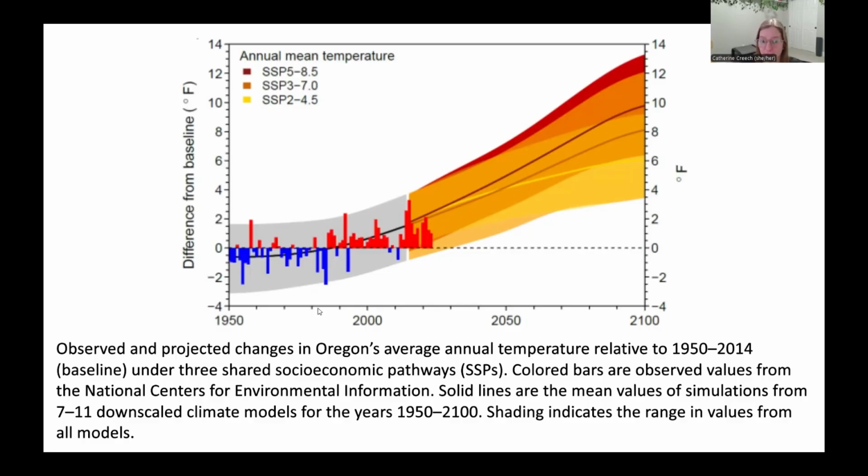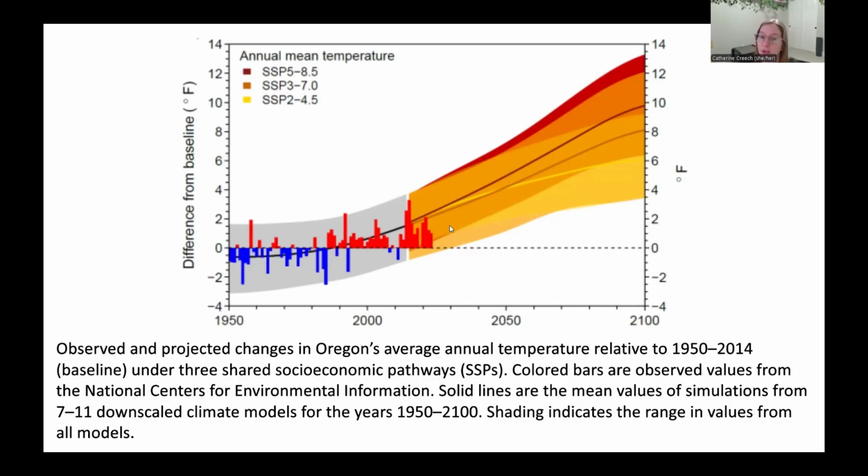We have our independent variable on the x-axis. We have our dependent variable on our y-axis. And we have actual data in the bars that are red and blue. These are years where the average temperature was higher than our baseline, and these are years where it was lower than our baseline. We can see we have a lot more red recently than we did historically.